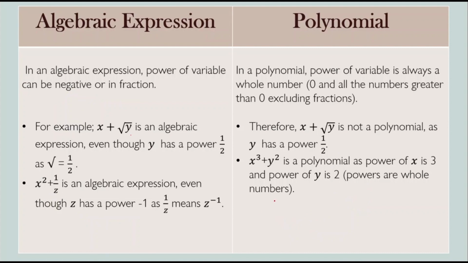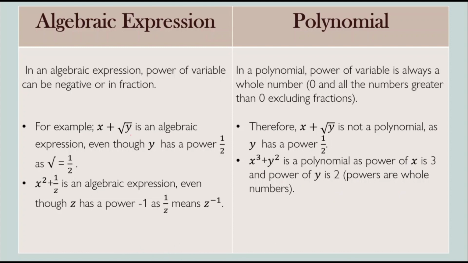But then what could be an example of a polynomial? x cubed plus y squared. This is a polynomial. Why? Because the power of x is 3, which is a whole number, greater than 0. The power of y is 2, which is greater than 0. So 0 and all the numbers greater than 0 could be the powers of a variable in a polynomial. I hope the difference is clear to you.